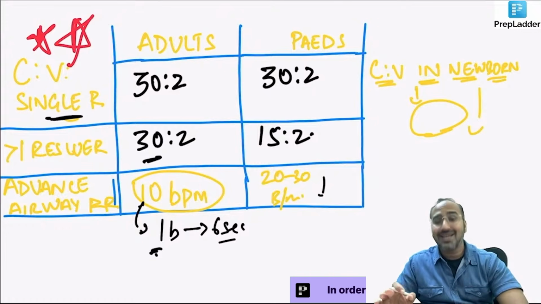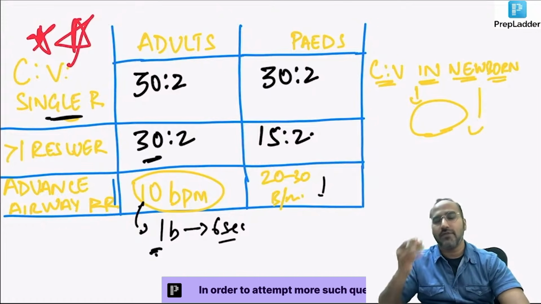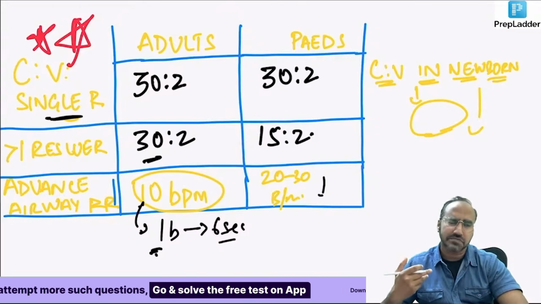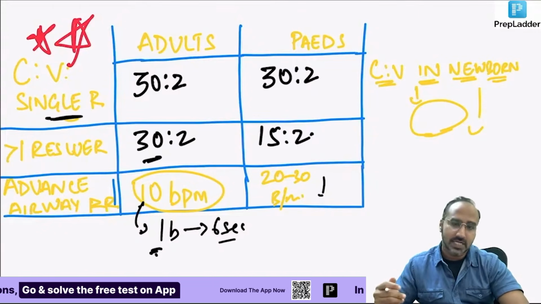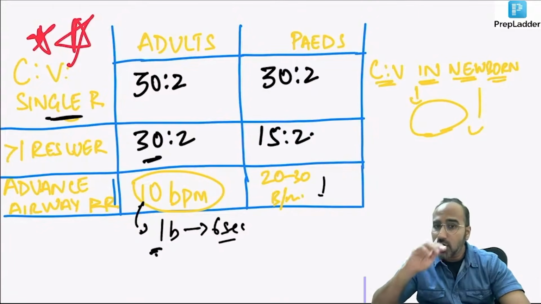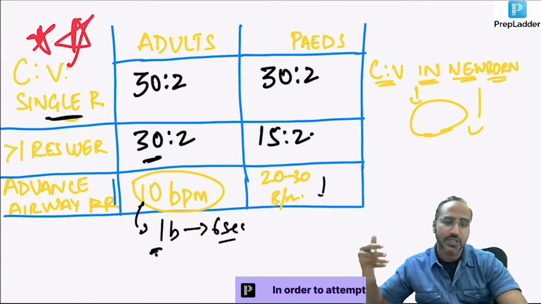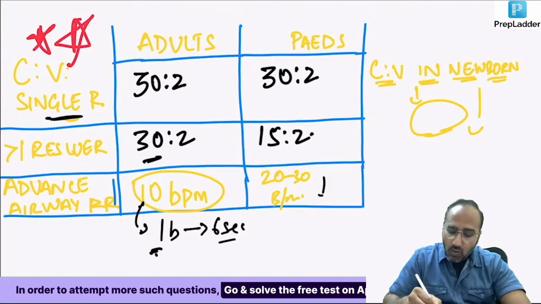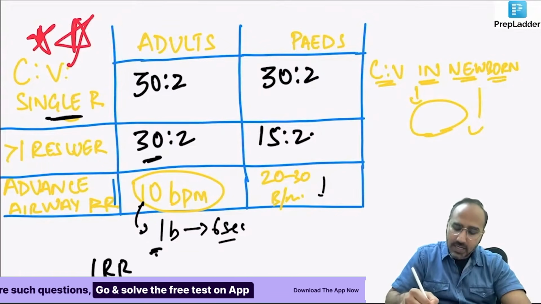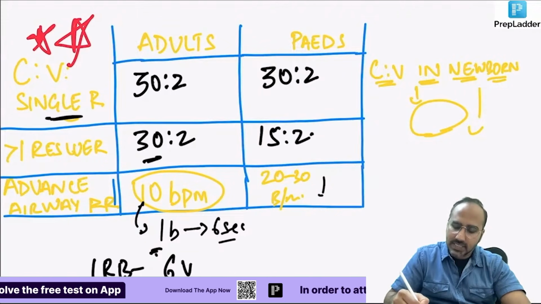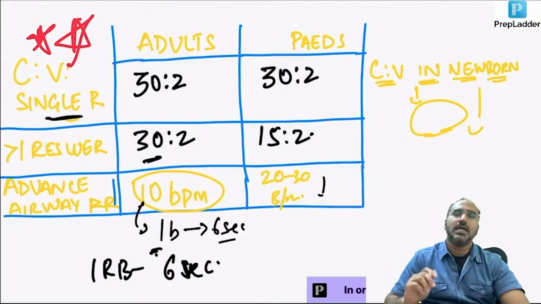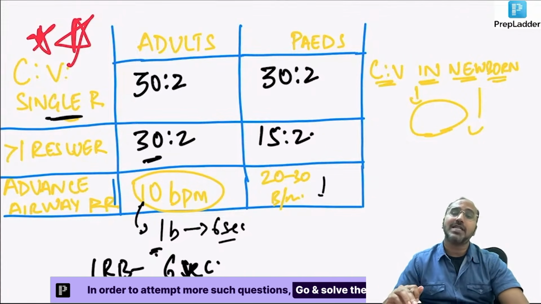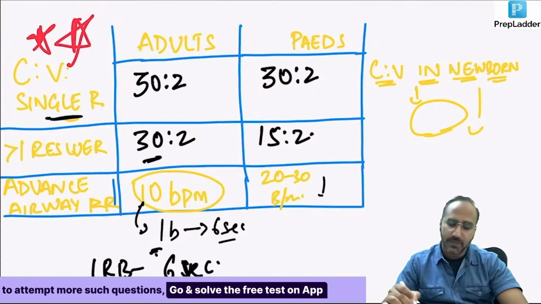And during the CPR, if you have placed an advanced airway, then how will you give the breaths? Remember guys, if you have not placed an advanced airway, 30 compressions, 2 rescue breaths. But if you have placed an advanced airway, you have to give 1 rescue breath every 6 seconds. Every 6 seconds. And the other person has to just continuously give compression. So how many rescue breaths in 1 minute? 10 rescue breaths per minute.